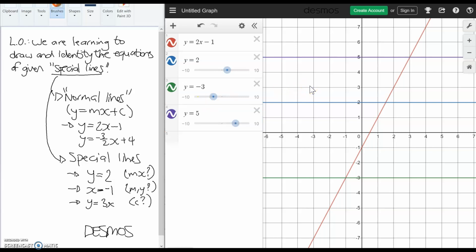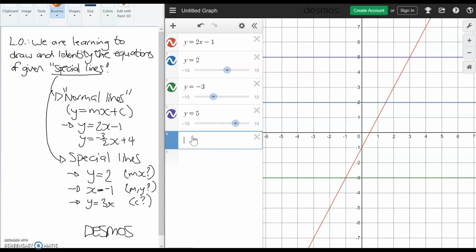So whenever you see a perfectly horizontal line, you know that's going to be an example of a special line. And all you need to do is go back to the axes. So here we got 5, and that's on the y-axis. So that makes it y equals 5. So this one here, go back to the axis, that's 2, and that's touching the y-axis. So that's y equals 2. And then negative 3, so y equals negative 3. So that's an example of what we call a special line.